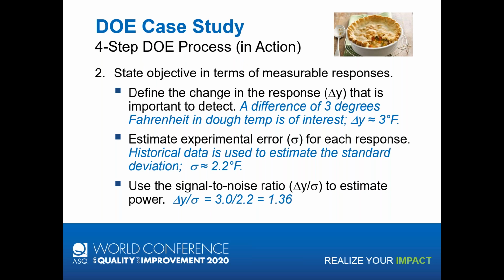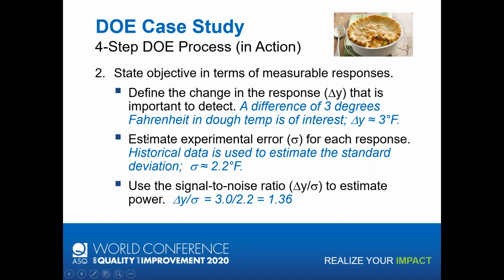So the team decides that a difference of 3 degrees Fahrenheit in dough temperature is of interest. So our delta Y, our signal, is going to be 3 degrees. This is entirely a business decision. It is not a statistical decision whatsoever. It's what is important for the business. Okay, so given that, then the next part is a statistical determination.